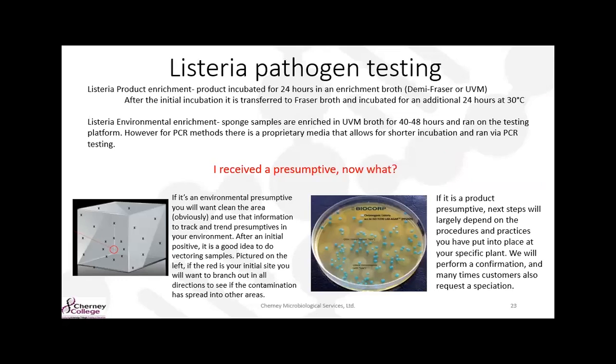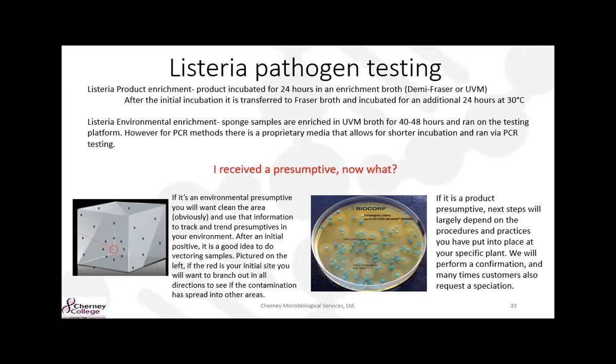So breaking it down here at the lab level, what happens when you send us your Listeria testing? If we've got some Listeria product for you, we're going to weigh out aseptically the appropriate amount of product, enrich it in a broth specific to Listeria, usually demi-Fraser or UVM broth. After that initial incubation, it's transferred to another broth specific for Listeria growth, Fraser broth, and then it's incubated for an additional 24 hours at 30 degrees Celsius.